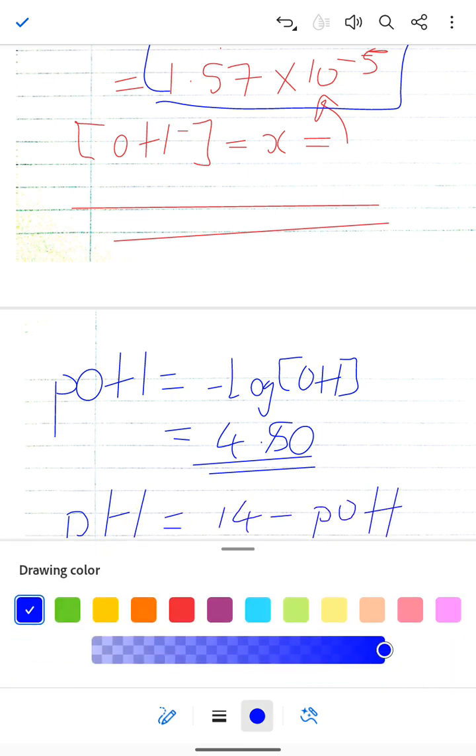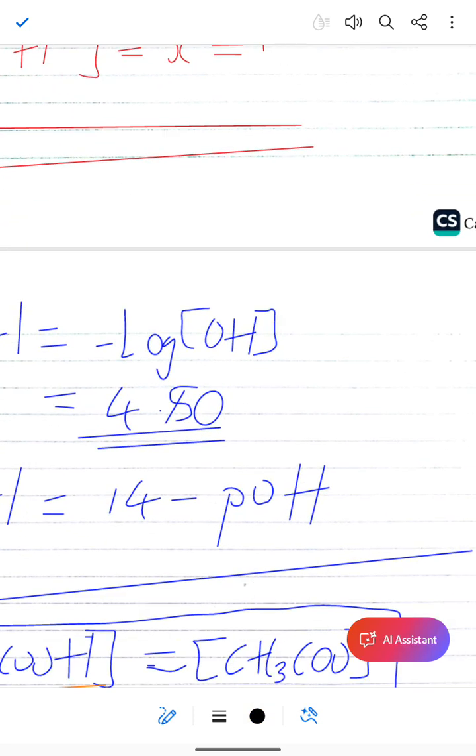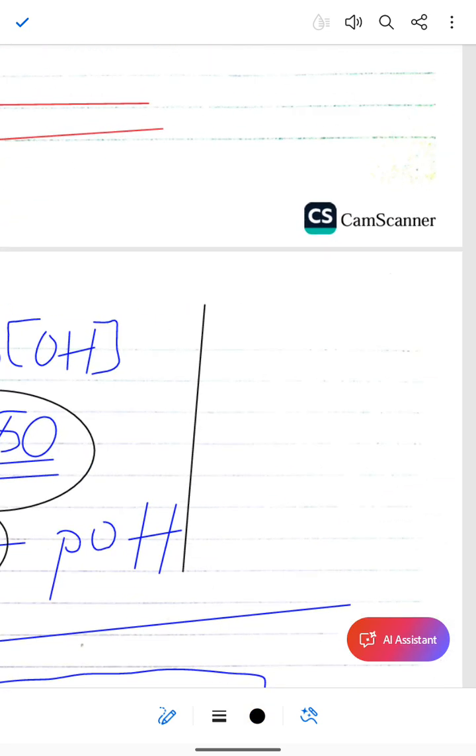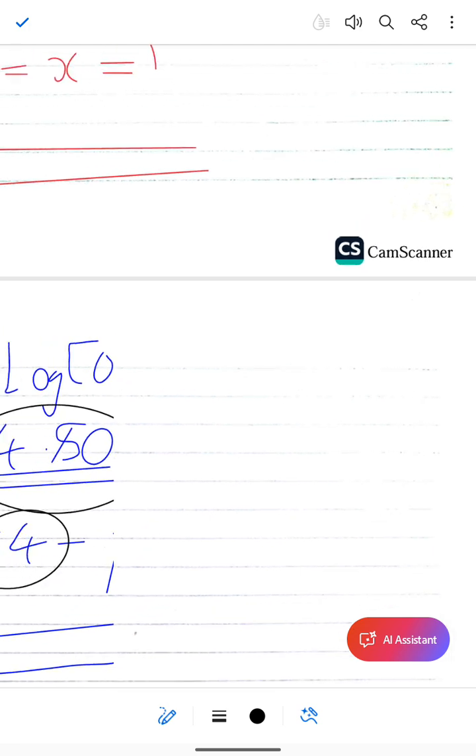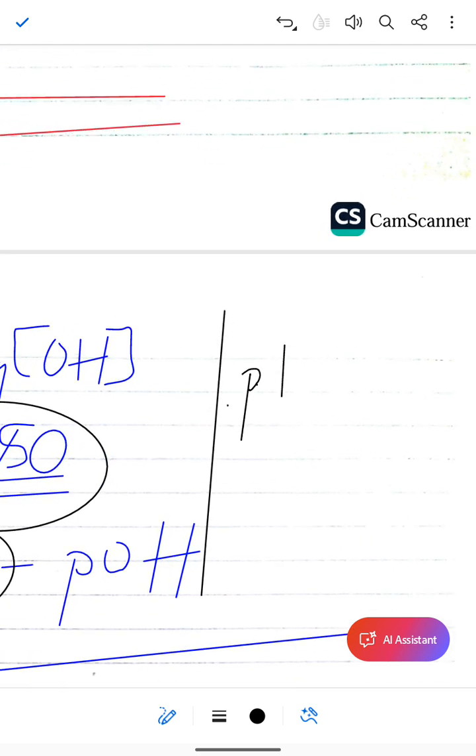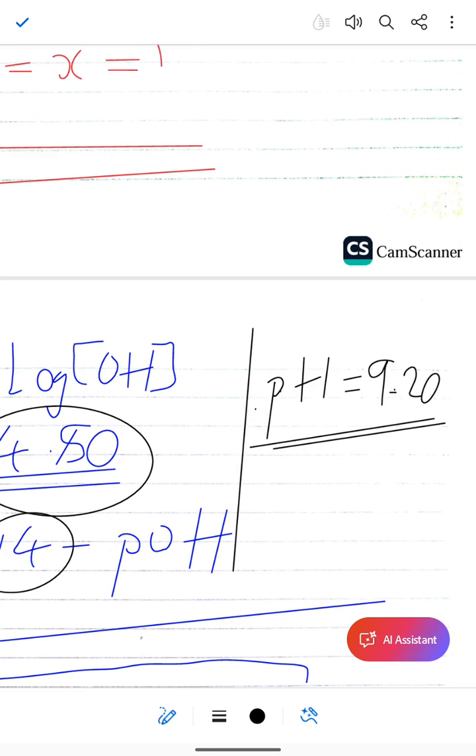And then if you subtract this 4.8 from 14 to find the pH, we can conclude that the pH is equal to 9.2. So basically that's it with this example.